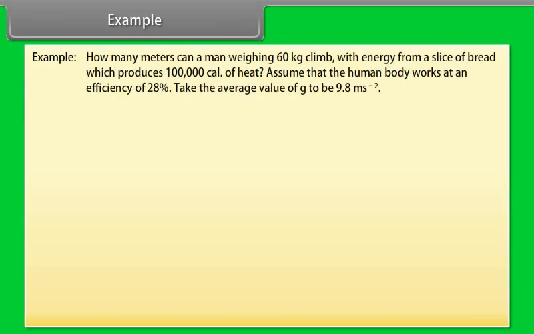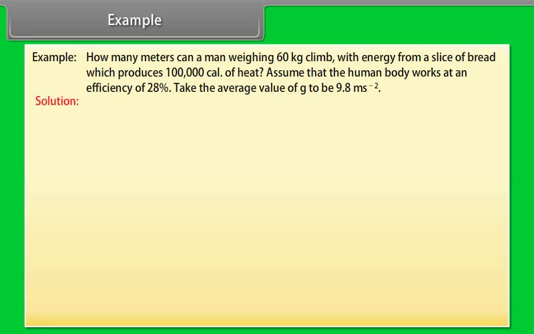Example. Let's take an example. How many meters can a man climb with energy from a slice of bread which produces 100,000 calories of heat? The man has a weight of 60 kg. Assume that the human body works at an efficiency of 28%. Take the average value of g to be 9.8 meters per second squared.